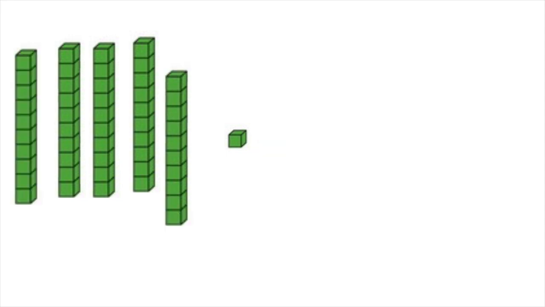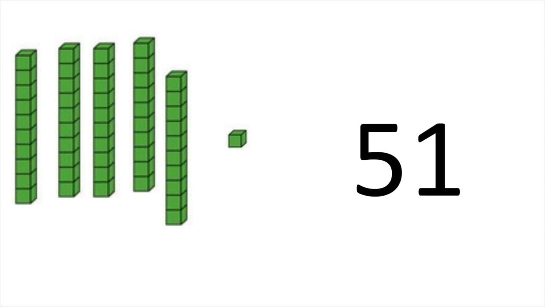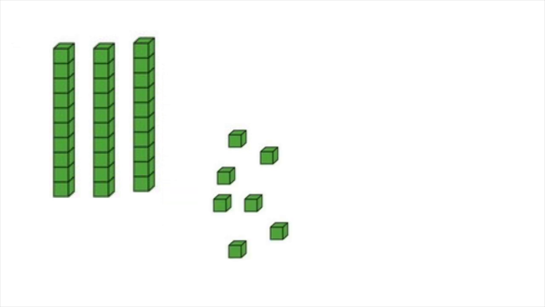Take a look at these. How much do you think these are? The answer is 51. There are five tens and one one. That makes 51. Here we've got three tens and one, two, three, four, five, six, seven ones. So that would make 37.